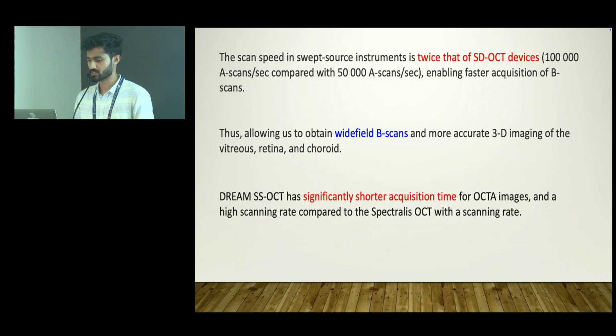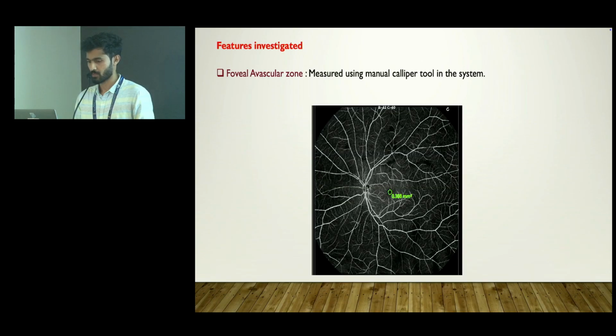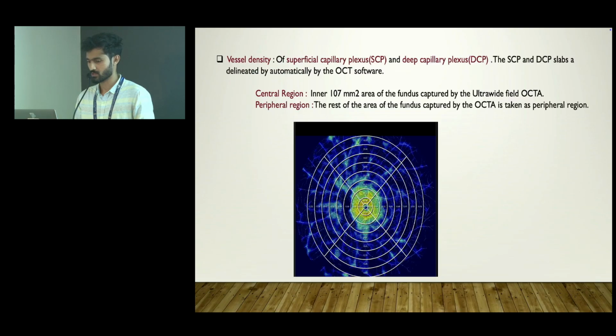The Dream SSOCT has significantly shorter acquisition time for OCTA images and a high scanning rate compared to the Spectralis OCT. The features investigated were the foveal avascular zone, which was measured using the manual caliper tool in the system. And then we looked at the vessel density of the superficial capillary plexus and deep capillary plexus.